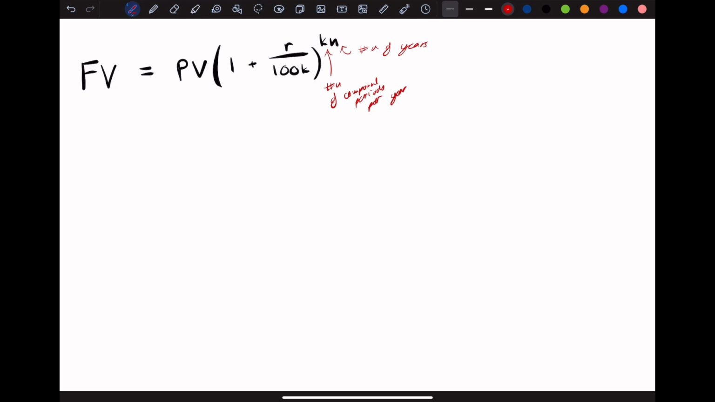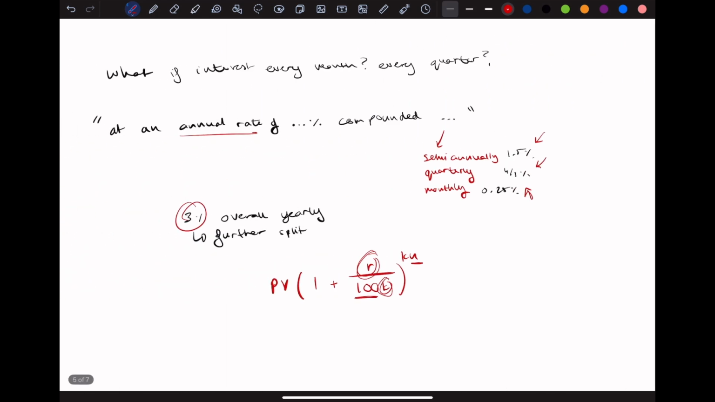And the key to this is understanding that when they say an annual rate of, for example, 3% compounded, let's say monthly, they don't mean that you have 3% every single month. They mean that by the end of the year, you have 3% total, but those 3% are split into each month, such that in the end, in this case, you'll always get 0.25% every single month. And then you incorporate that into your formula right here.